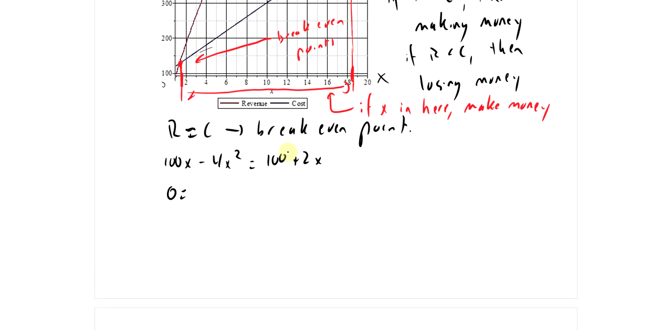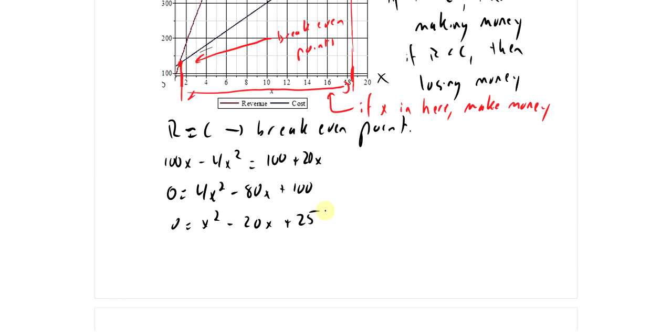So 0 equals 4x squared. 100x comes over as a minus, oops, it's a plus 20x. Comes over minus 100x. Minus 100 plus 20 is a minus 80x. And then the 100 stays on that side. What we can do is divide through by 4 to simplify my numbers a little bit. And we're left with that.